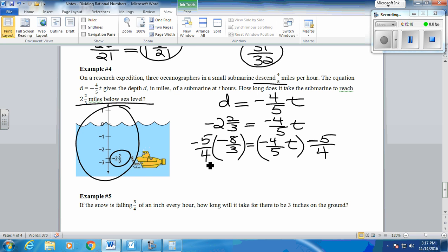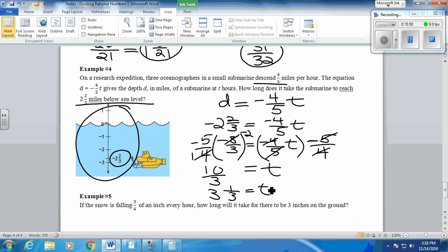So over here, the 5 and the 5 will give me negative 1. The negative 4 and the negative 4 gives me negative 1. So negative times a negative gives me a positive, so I'm just left with t. Over here, I have a negative times a negative again, so those end up canceling out to give me positive. I can cross cancel the 8 and the 4, so that's negative 2 and 1. So I have negative 10 divided by 3, which will equal 3 and 1/3.